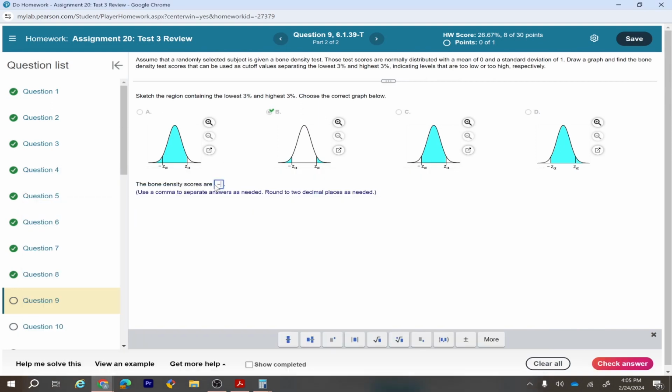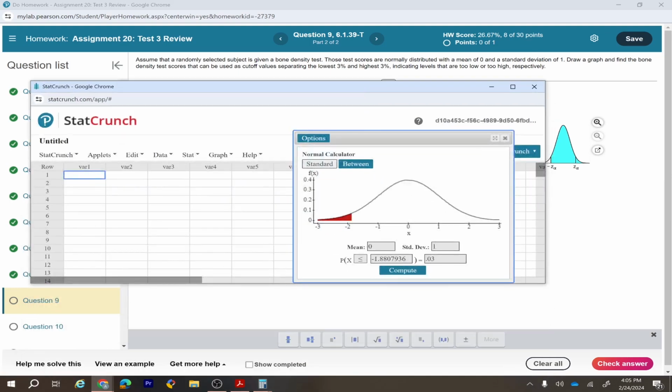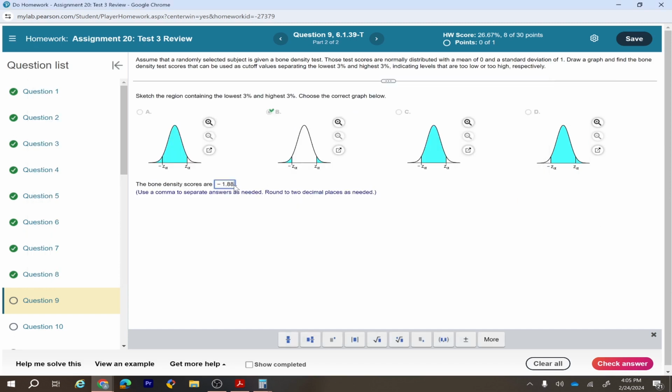That's the first value. For the second value, instead of less than, now you need to change it to greater than. You want to find the value such that the area under the curve to the right of that value is 3%, which is 1.88. Again, it's positive this time. So the cutoff values are negative 1.88 comma 1.88.